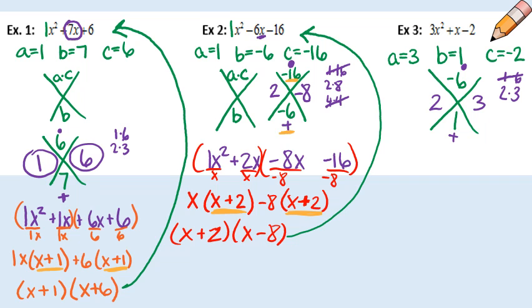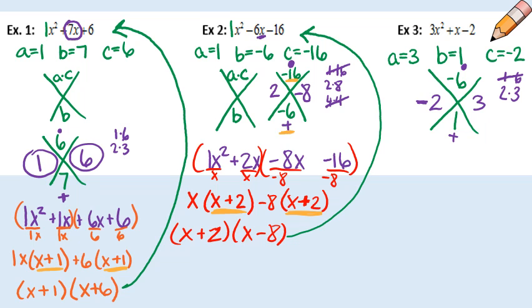If you need to do some guess and check here, you can. You could try negative 2 first and check your work. Negative 2 times 3 is negative 6. Negative 2 plus 3 is positive 1. So I guessed right on the first try. It's a negative 2.